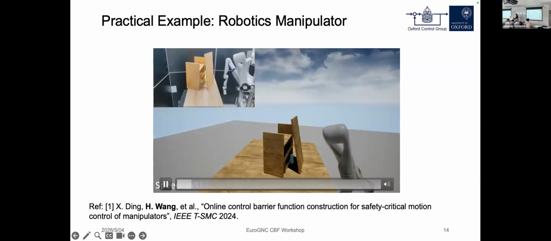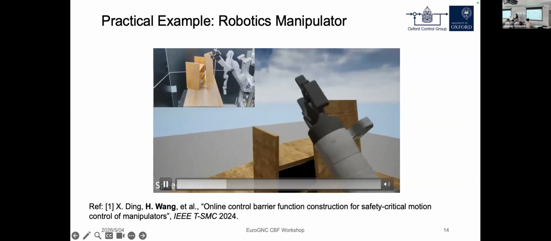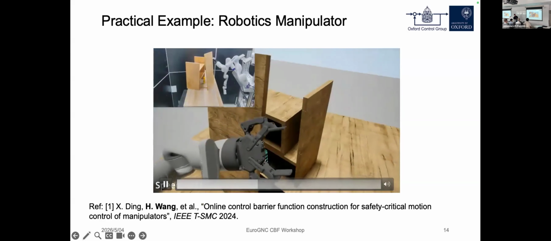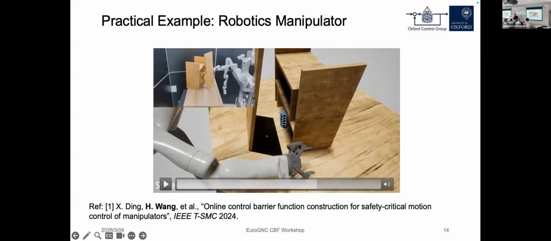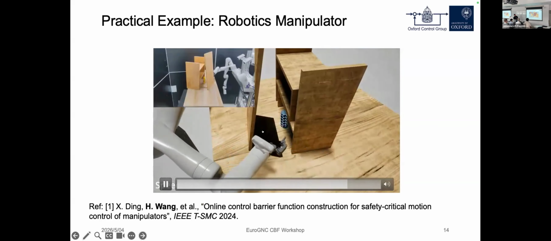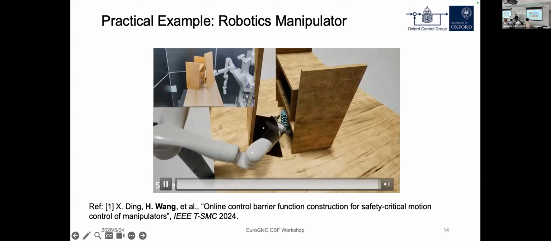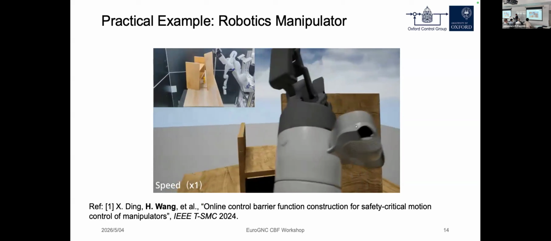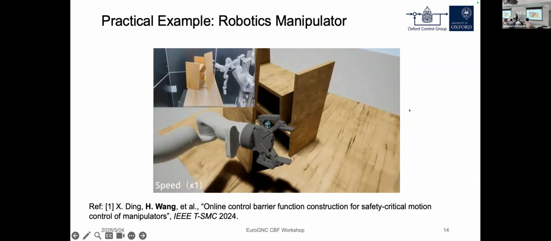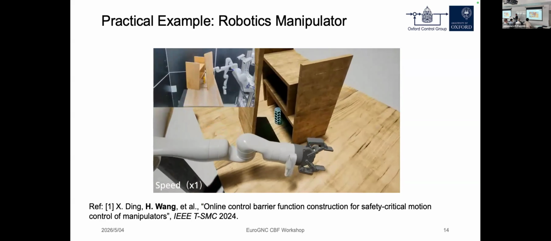We have a robotic manipulator over here, and the goal is to avoid all these boards and grab the object behind this. You can see we have a camera on the robotic manipulator, and it helps you detect the environment. What we are doing is designing this barrier function online based on the sensing of the environment.